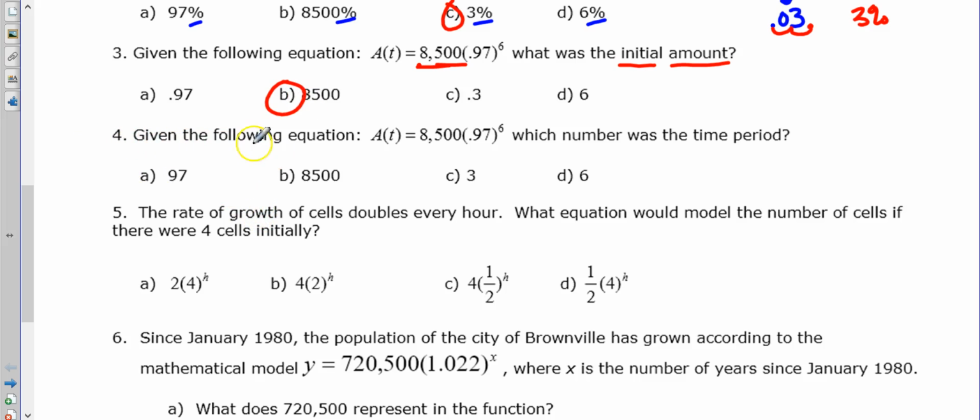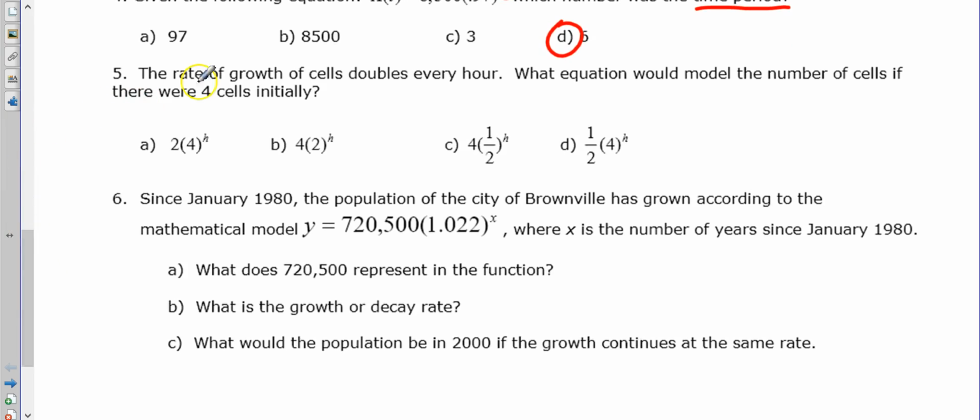All right, next, given the equation 8,500 times 0.97, which number was the time period? This time period, that is my term. That's the number term. 8,500, definitely not a time period. 0.97, not a time period. The time period is going to be this 6 right here.